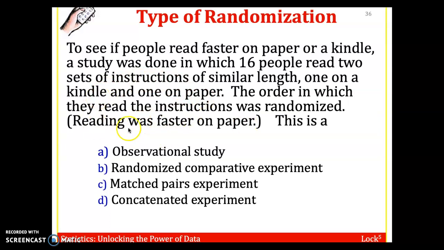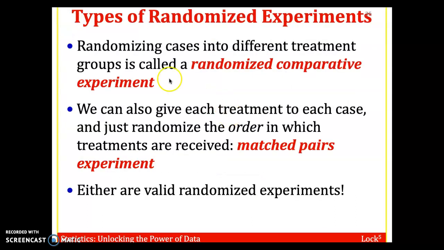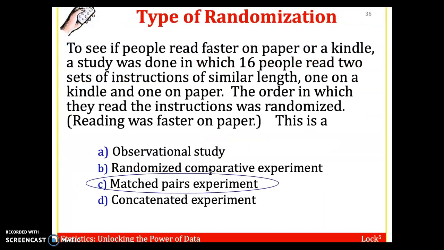It turns out in this experiment that reading was faster on paper. What type of experiment is this? Right, this is an example of matched pairs. I think it's matched pairs because all participants in the study did both of the treatments, the paper reading and the Kindle reading. Matched pairs, each treatment to each case. We give each treatment to each case and randomize the order in which the treatments are received. So that's why this is matched pairs.